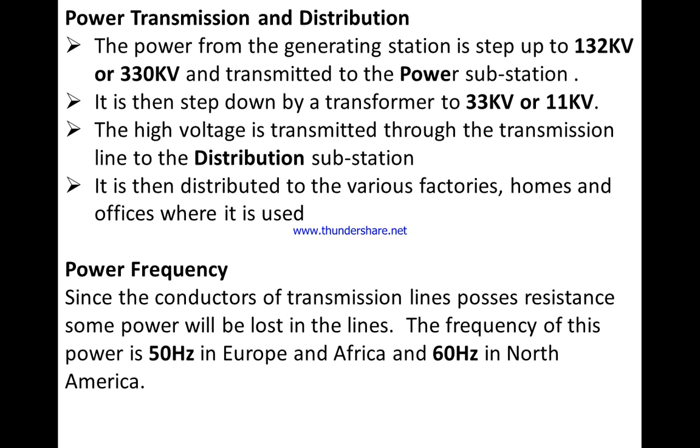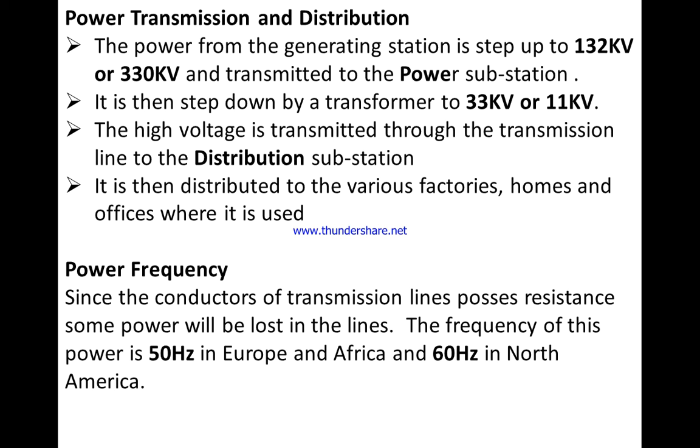Now, let us also look at it once again, step-by-step, power transmission and distribution. The power from the generating station, as we said, is stepped up to 132 kilovolts or 330 kilovolts and transmitted to the power station. That is the one where you will see very high and tall pylons or electric poles, which are made of very solid steel, standing on what we call the power lines. These particular cable-carrying pylons do not supply electricity directly to our homes, but carry the electricity from the generating station to the substation.